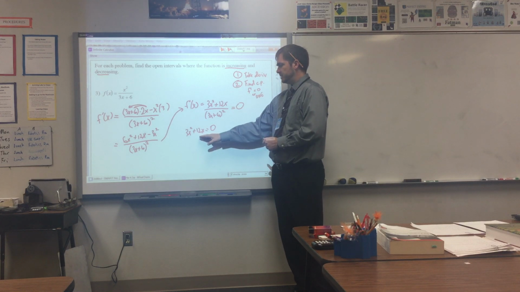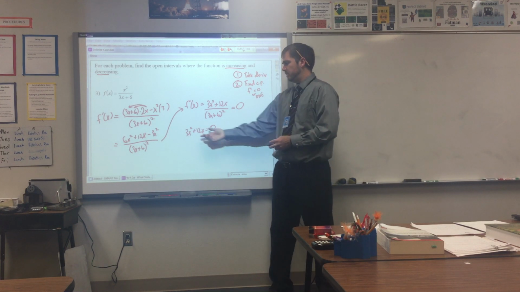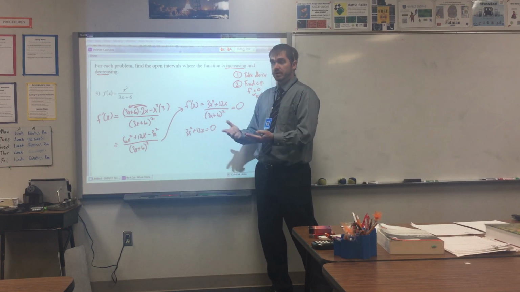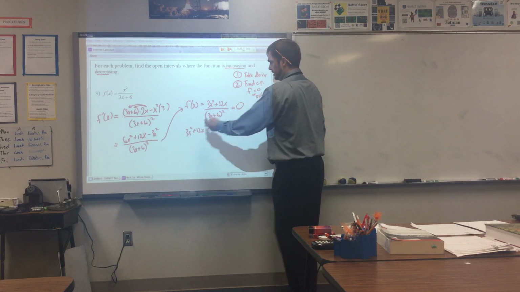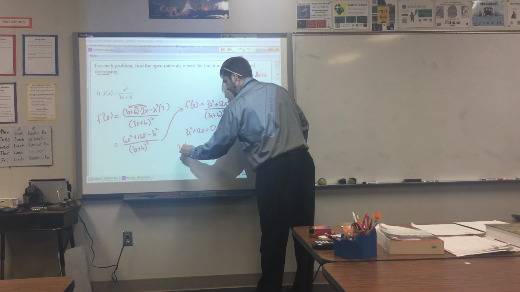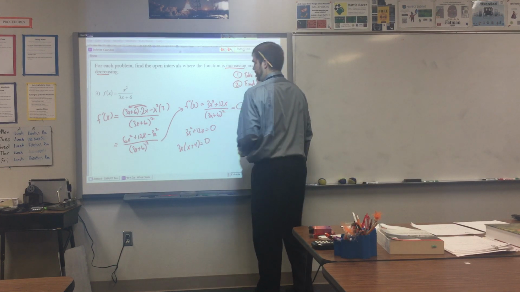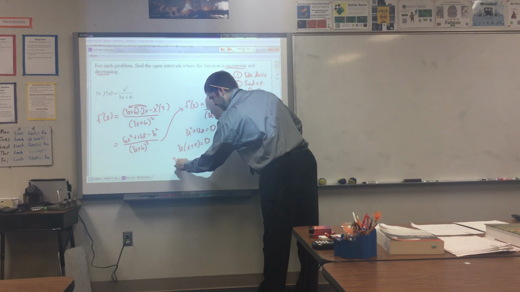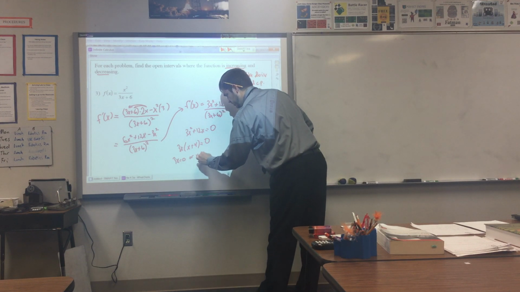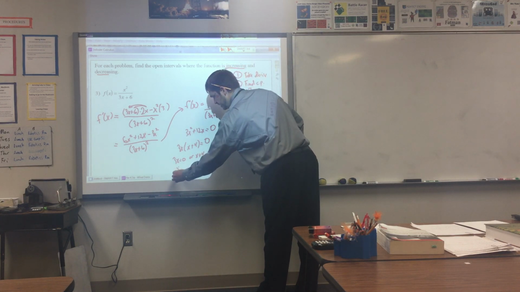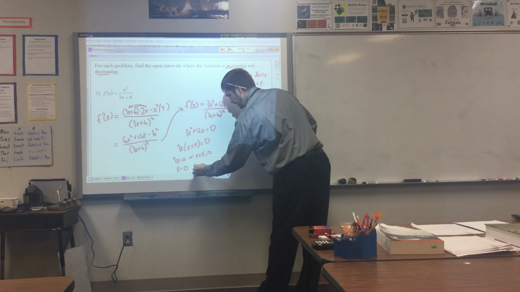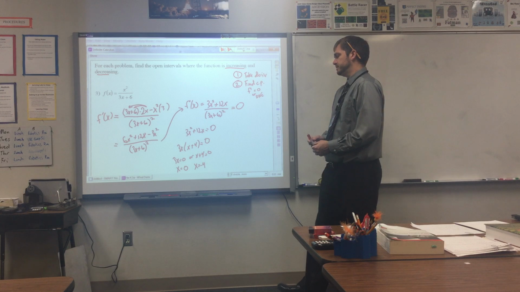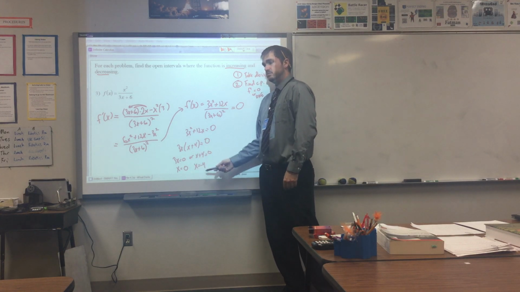Now I'm starting to pull all my algebra skills in here. Anytime this is a quadratic, I could graph this and find the zeros, I could use the quadratic formula, or I could factor it. Let's pull 3x out of both of those. 3x times x plus 4. So that means either 3x equals 0 or x plus 4 equals 0, which means x equals 0 or x equals -4. Those are two critical points.